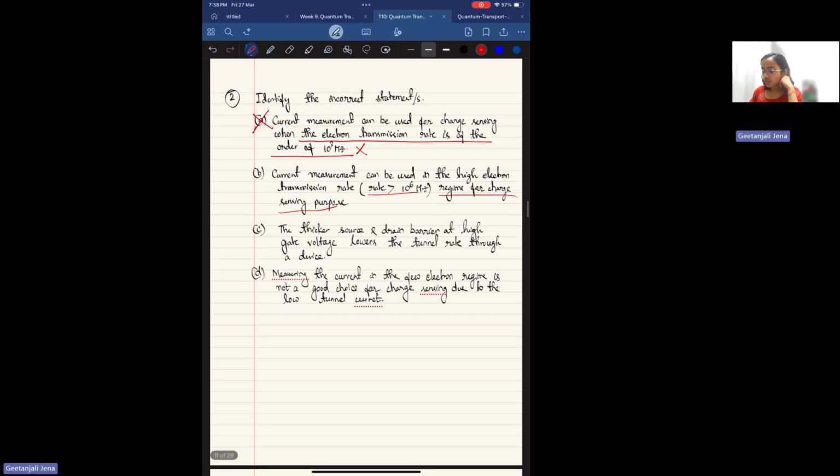Option C, thicker source and drain barrier at high gate voltage lowers the tunnel rate through a device, which is true. This we have seen by varying the gate voltage. And option D, measuring the current in the few electron regime is not a good choice for charge sensing due to the low tunnel current, which is also true, right? So that means the incorrect statement in this question is option A.